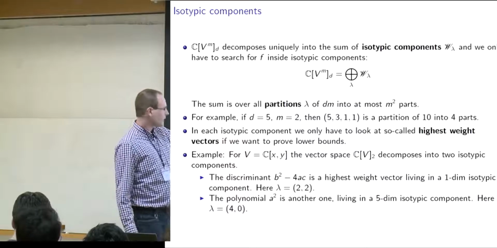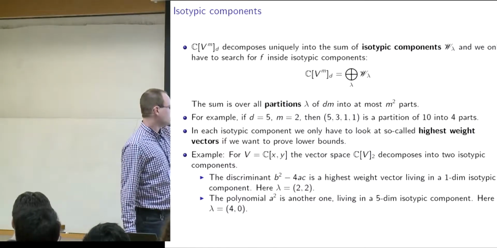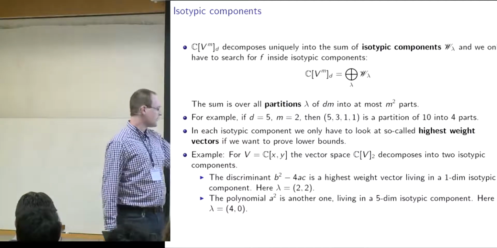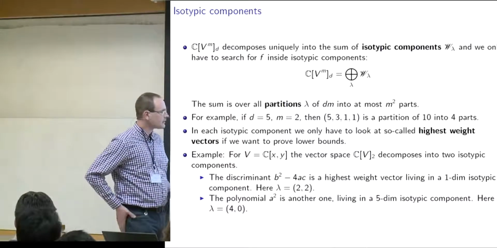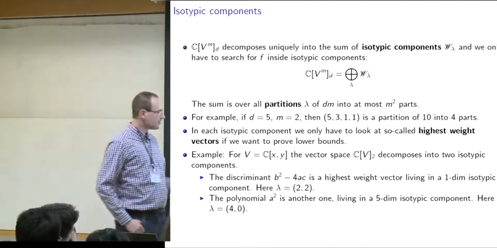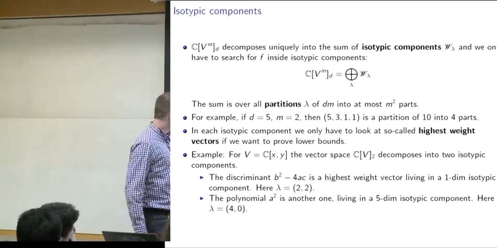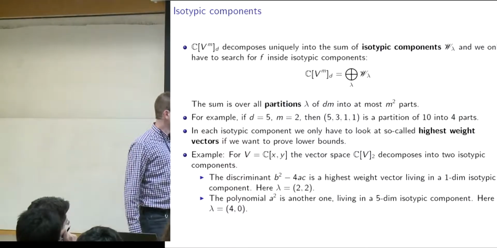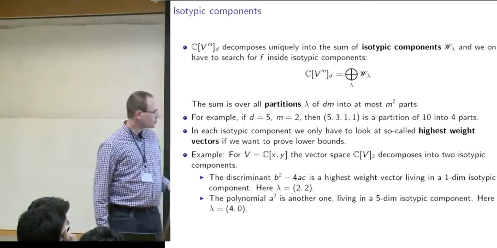So this is, there should be a 2 here. Again, it should be the old example, right? It should be the discriminant. So b squared minus 4ac will actually be a highest weight vector, and it will live in an isotypic component. This isotypic component is one-dimensional, and here the lambda will just be some easy partition 2, 2.